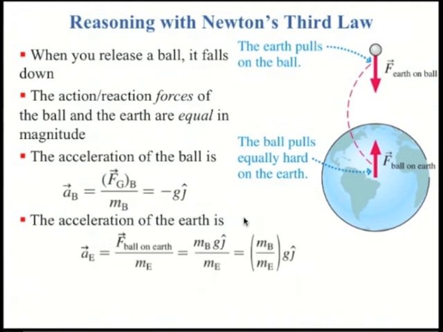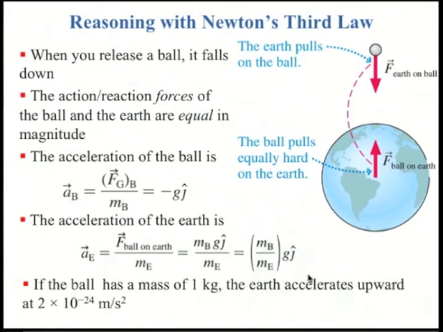The acceleration of the Earth is computed the same way, but this time you use Newton's second law for the Earth, so you take the force and divide it by the mass of the Earth. So you end up with g again times the ratio of the mass of the ball to the mass of the Earth, which is about 10 to the 24 kilograms. So if the ball is 1 kilogram, the acceleration of the Earth is about 2 times 10 to the minus 24 meters per second squared. So this isn't even in like a femtometer per second squared. It's extremely small, and no one could ever measure it.